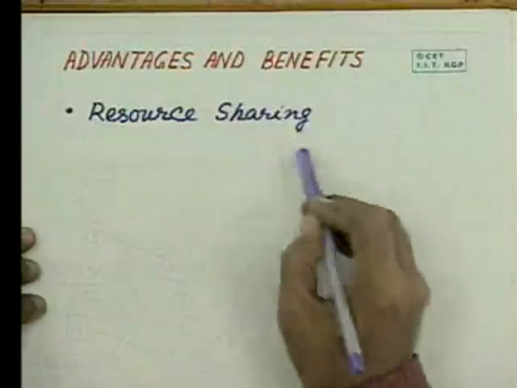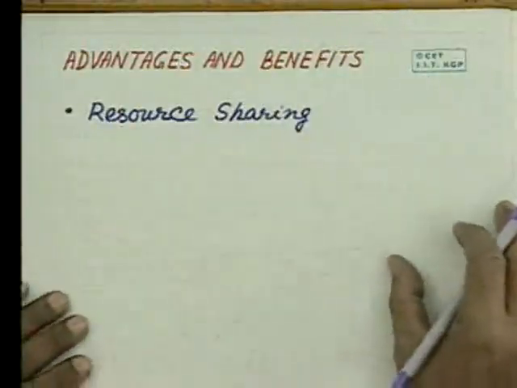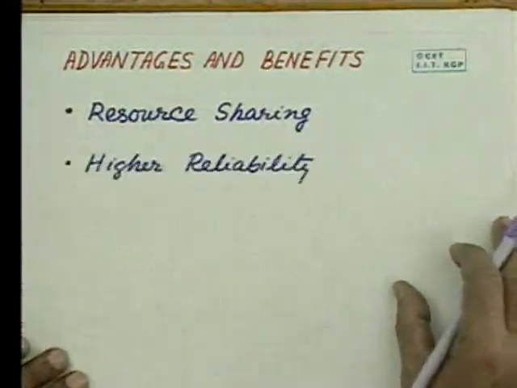For example, you can have a costly color laser printer. If it is on a network, all the computers on the network can share it. You have got a special database which can be shared. So resource sharing is one of the important motivations behind computer networks.